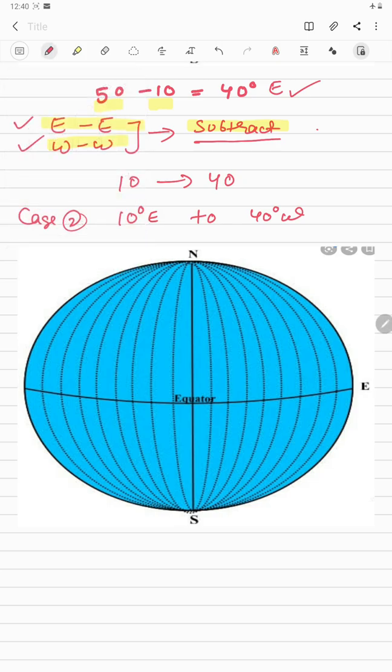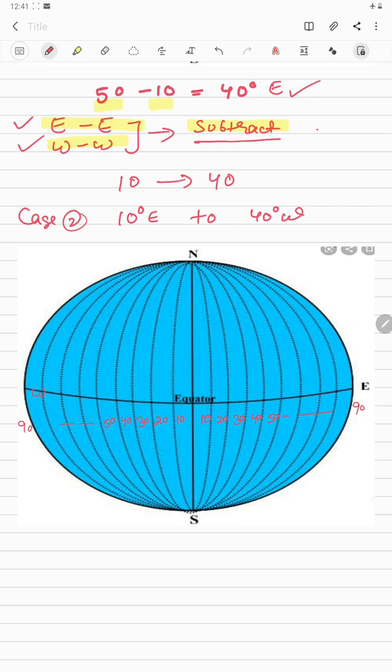So let us first mark up our longitudes. This is my 10 degree, this is my 20, this is my 30, this one is my 40, this one my 50, and so on. This last one will be my 90. And similarly, this is my 10, 20, 30, 40 and 50. And this one is my west, and so on. The last one will be my 90 degree.